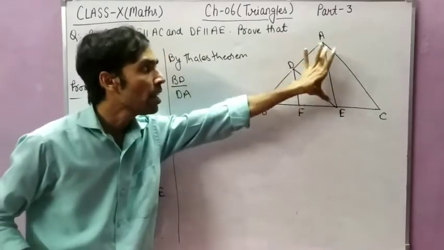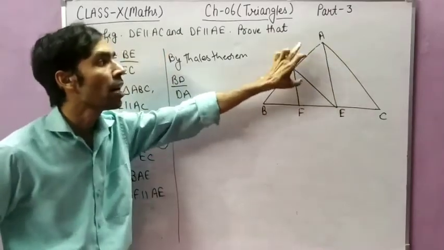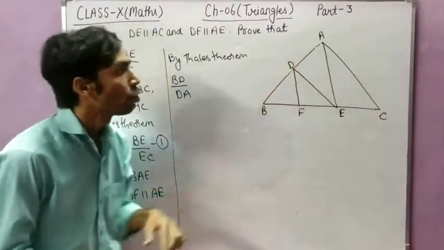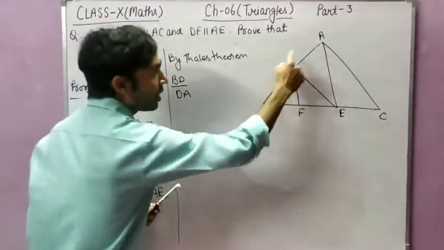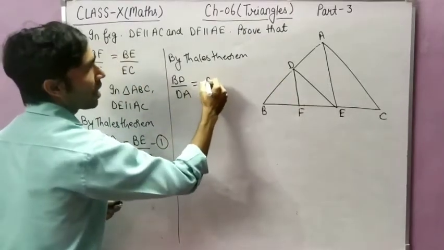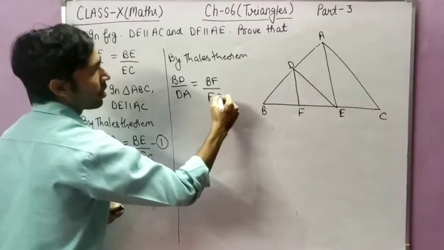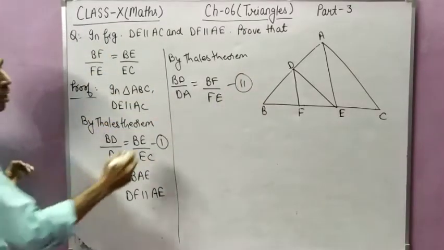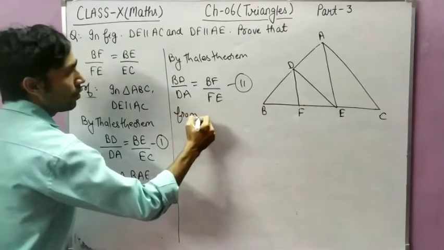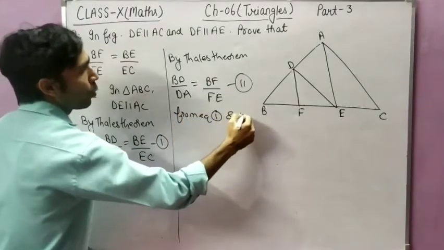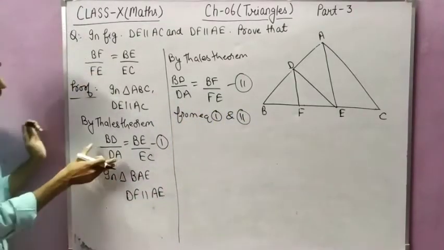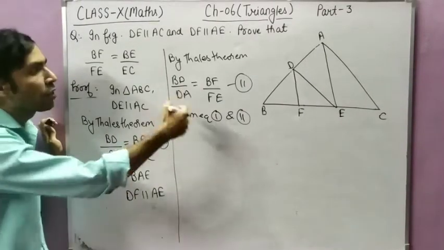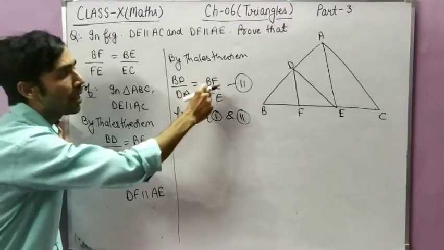So if DF is parallel to AE, then DF will divide the other two sides in the same ratio. The other two sides are BA and BE. So the ratio can be written as BD upon DA is equal to BF upon FE. Okay, this will be equation number 2. Now see equation number 1 and equation number 2. In equation number 1, BD upon DA is equal to BE upon EC, and in equation number 2 also, BD upon DA is equal to BF upon FE.